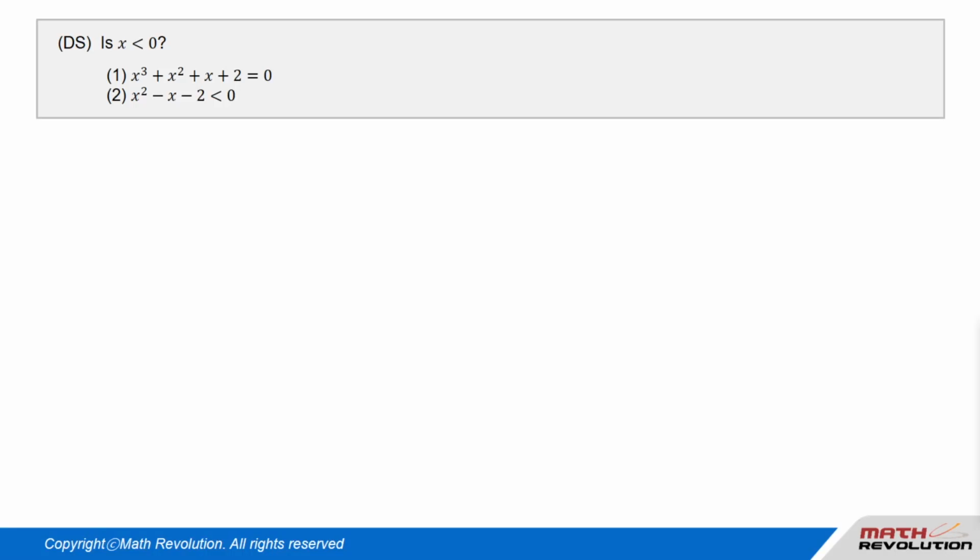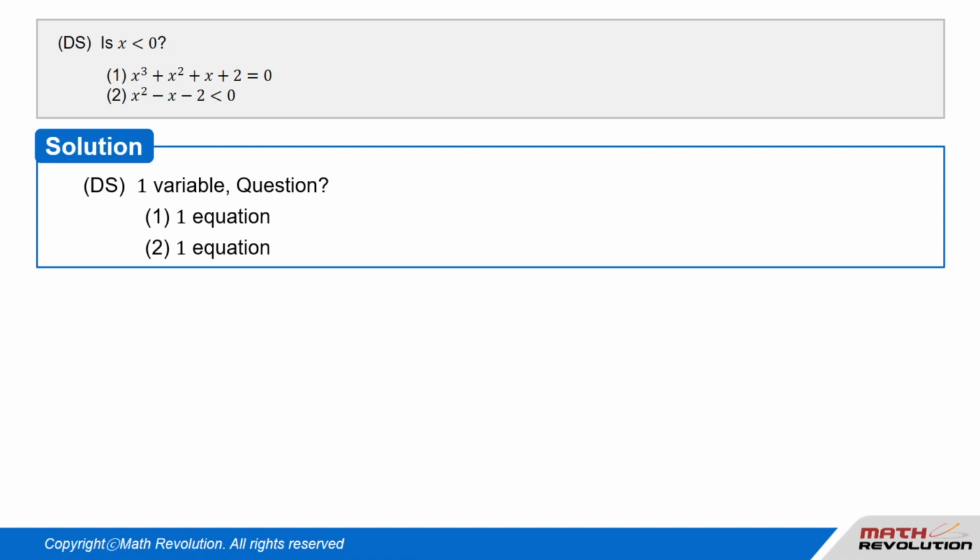Question. DS. Is x less than 0? Condition 1. X cubed plus x squared plus x plus 2 equals 0. Condition 2. X squared minus x minus 2 is less than 0.